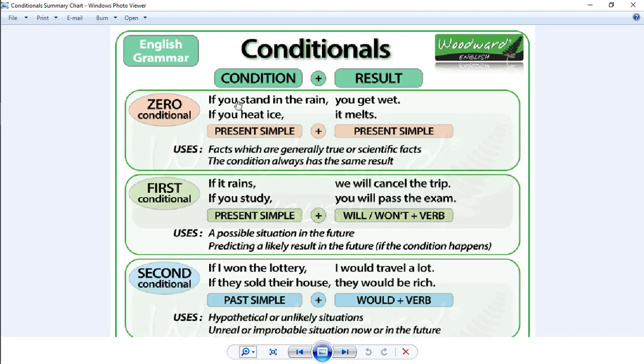Look, if you stand in the rain, you get wet. Yeah? So look, we have simple present: if you stand in the rain, you get wet. These are facts which are generally true or scientific facts. The condition always has the same result. If you heat ice, it melts. Yeah? So just for you to remember the zero conditional.